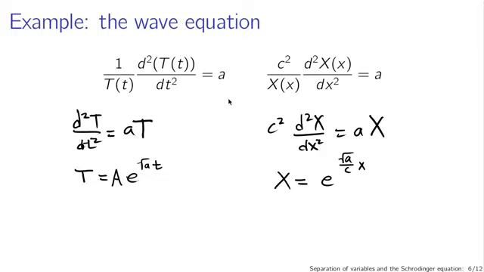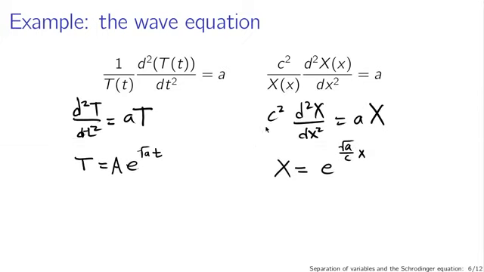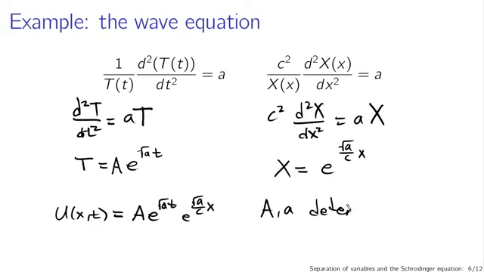What that means is, if I move things up a little bit, get myself some space, u of x and t, what we originally wanted to find, is now going to be the product of these two functions. So I have a normalization constant in front, then I have e to the root a t, and e to the root a over c x. Now, if this doesn't look like a wave, and that surprises you because I told you this was the wave equation, it's because we have, in principle, some freedom for what we want to choose for our normalization constant and for what we want to choose for our separation constant, this constant a. And the value of that constant will, in principle, be determined by the boundary conditions. A and a are determined by boundary conditions.